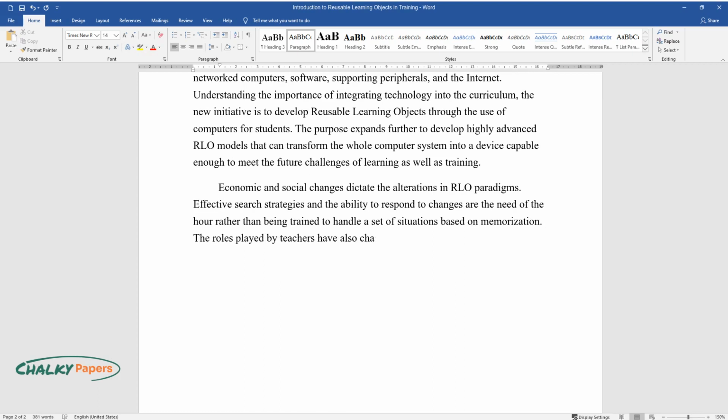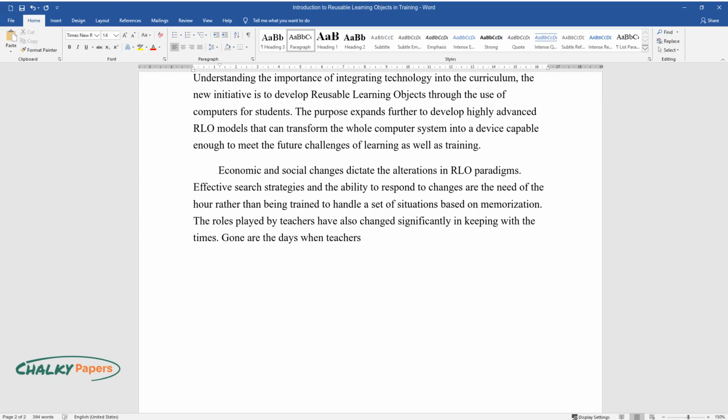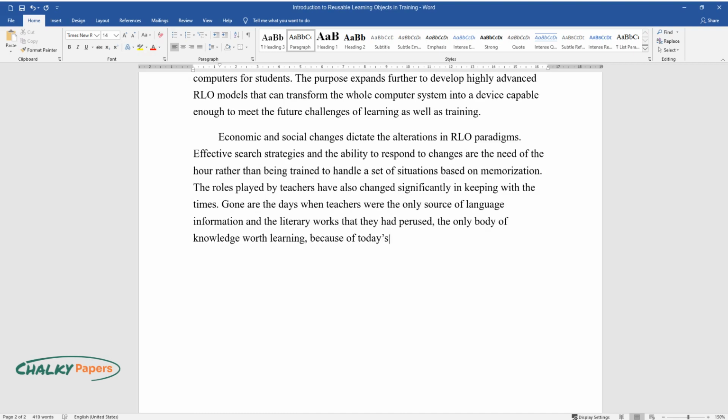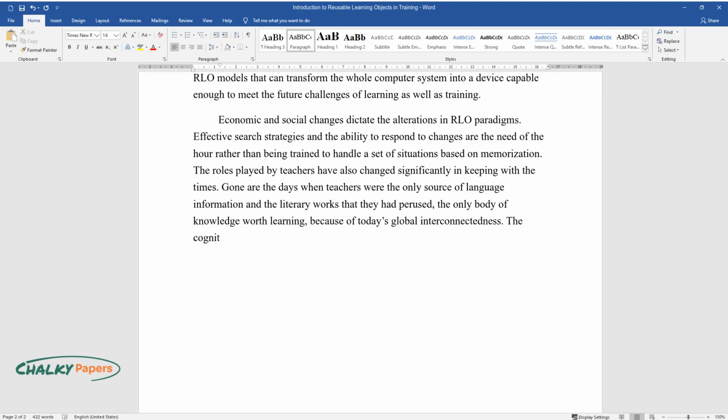The roles played by teachers have also changed significantly in keeping with the times. Gone are the days when teachers were the only source of language information, and the literary works that they had perused the only body of knowledge worth learning, because of today's global interconnectedness.